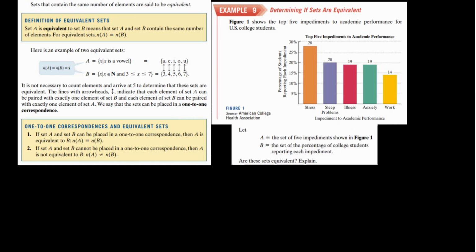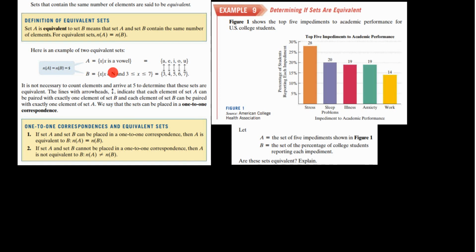Alrighty, so let's start from the top on the left over here. Sets that contain the same number of elements are said to be equivalent. That makes sense, right? If things are the same, then they're equivalent. The definition of equivalent sets: set A is equivalent to set B means that set A and set B contain the same number of elements. For equivalent sets, the cardinality of A is equal to the cardinality of B.